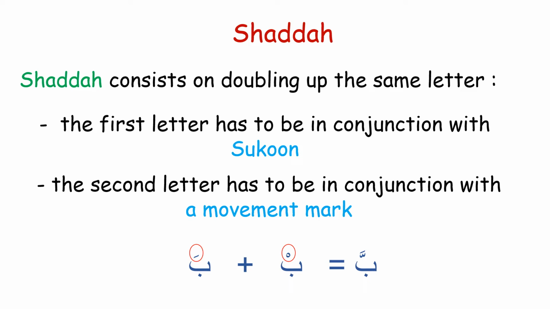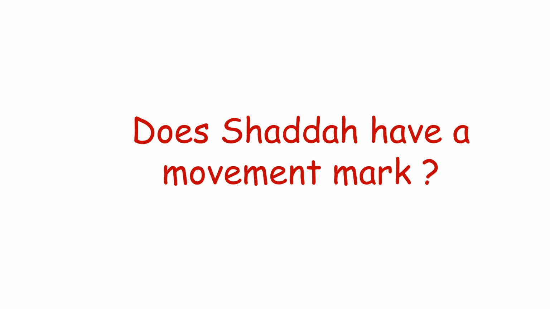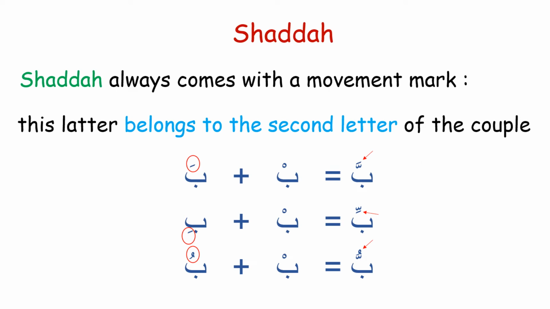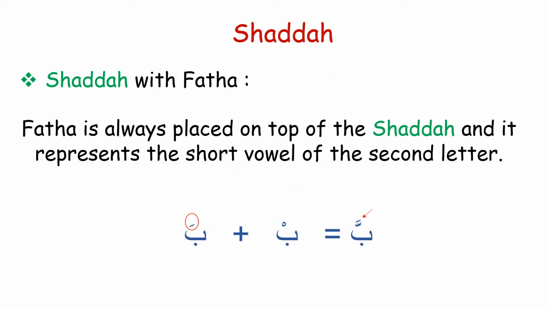And the first question that comes to mind here is, does Shaddah have a movement mark? Well, the answer is yes. Shaddah will always have a movement mark written on top of it, and this movement mark always belongs to the second letter of the couple. Let's start with the first combination. As you can see, Fathah is placed on top of the Shaddah, and it represents the vowel of the second letter.